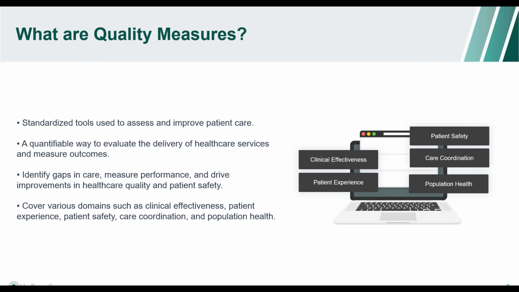To the right, you can see there are 5 main domains of quality measures. They cover clinical effectiveness, patient experience, patient safety, care coordination, and population health. So measures overall hit each of these different areas. Depending on your specialty and practice, certain of these areas might be more applicable to you.